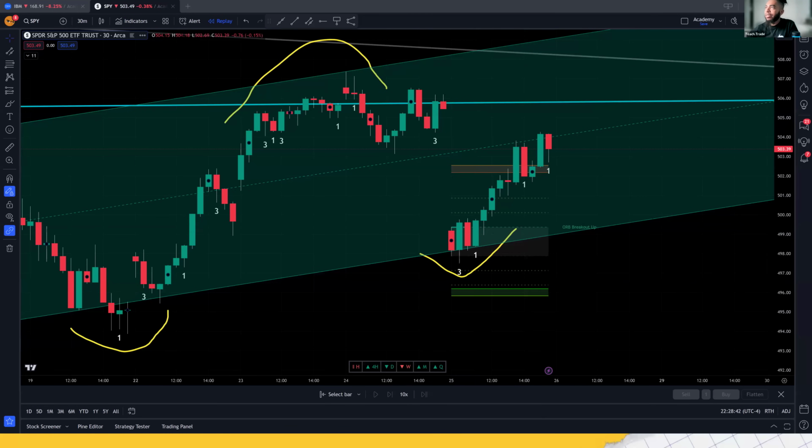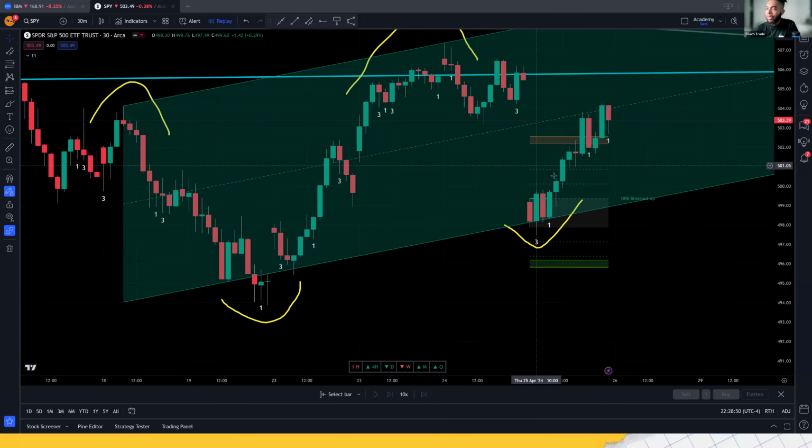Any other questions? Was this helpful? Because I could probably go over a bunch of examples when it comes to these gaps and whatnot.